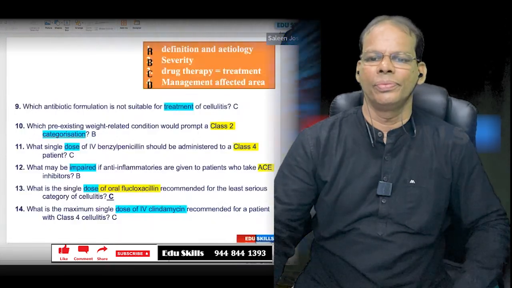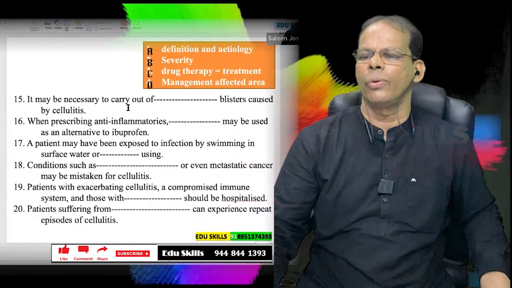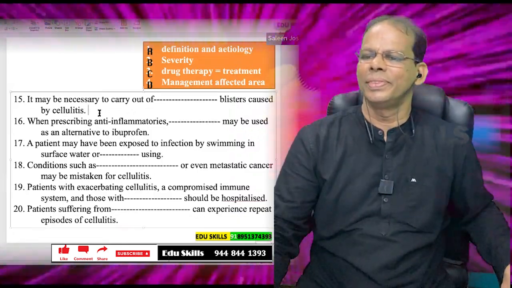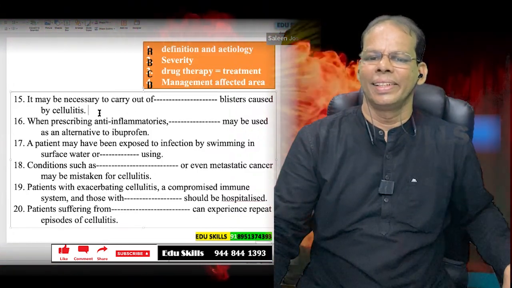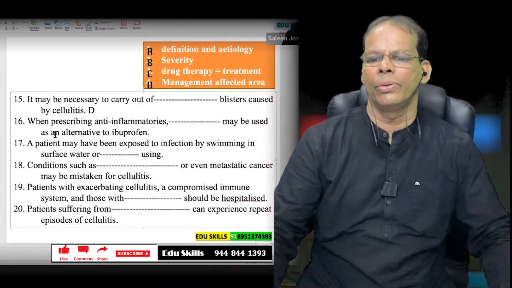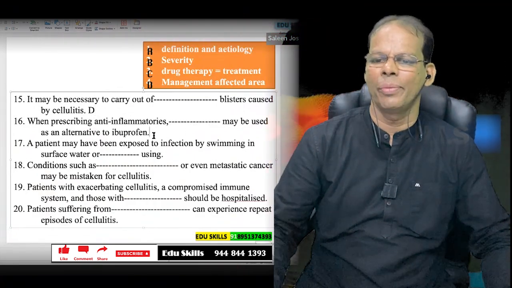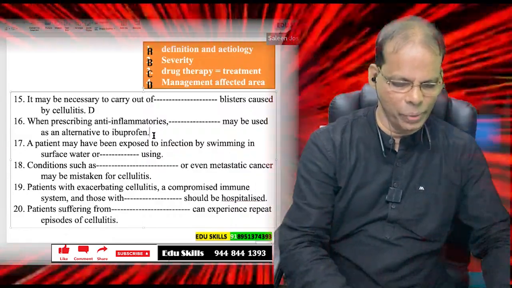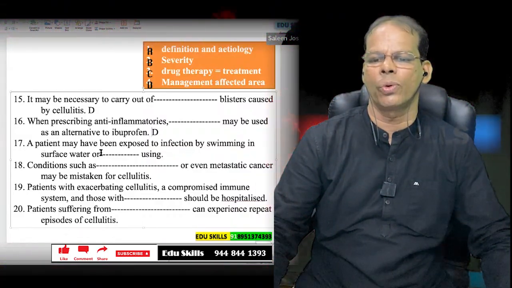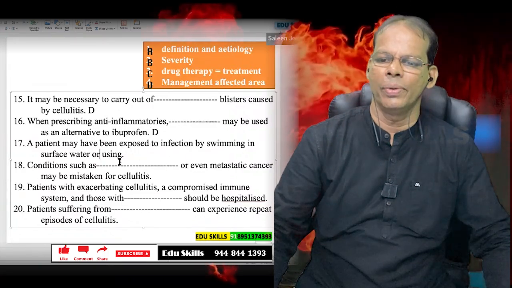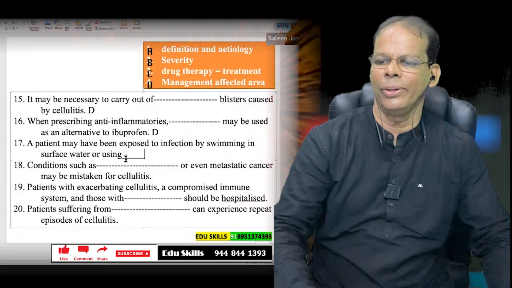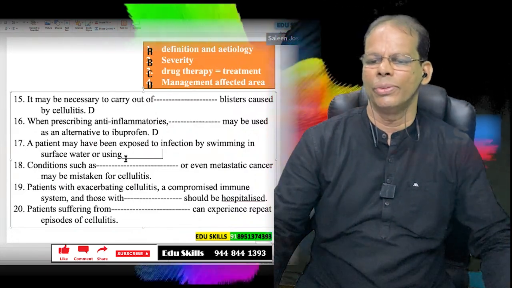Now 15. It may be necessary to carry out dash blisters caused by cellulitis. D, under management. Management D. Okay. Prescribing D, anti-inflammatories that may be used as an alternative to ibuprofen, when affected prescribing area, anti-inflammatories, management, right? A patient may have been exposed to infection by swimming in surface water or using dash. Okay. It must be A, etiology. Definitely, swimming, using something, all those are A.